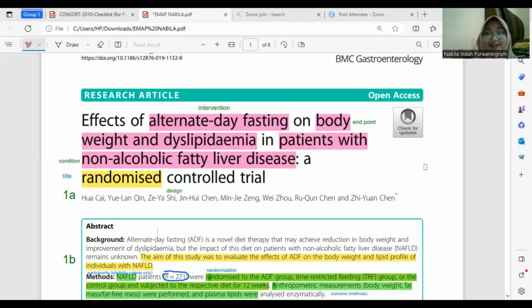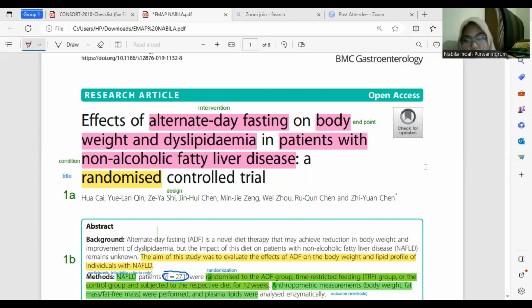So in this title, fortunately, we have it. The intervention for the participant is that we are going to make them do alternate day fasting. And then the next element is C, which stands for condition. That is a specific condition for the participant that we are going to recruit. In this title, we know that the condition of the participant is a patient with non-alcoholic fatty liver disease.